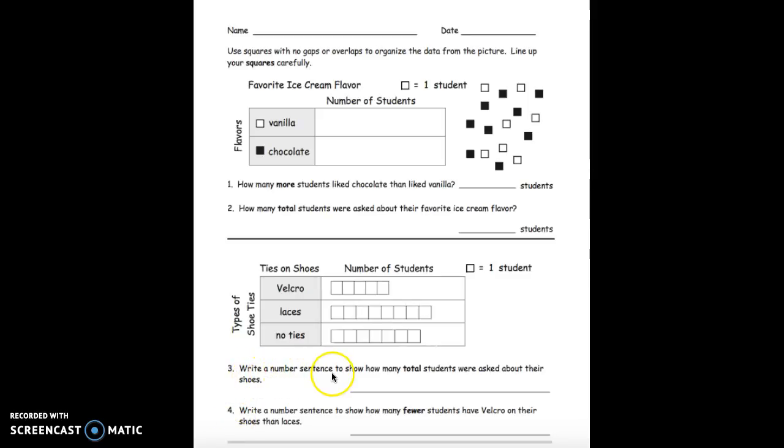Write a number sentence to show how many total students were asked about their shoes. So you're going to add Velcro plus laces plus no ties. Number 4. Write a number sentence to show how many fewer students have Velcro on their shoes than laces. Here's Velcro, here's laces. Write a number sentence to find out how many fewer have Velcro than laces. Here you're looking for the difference.